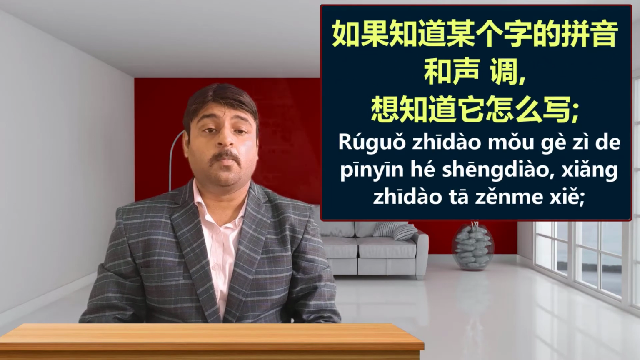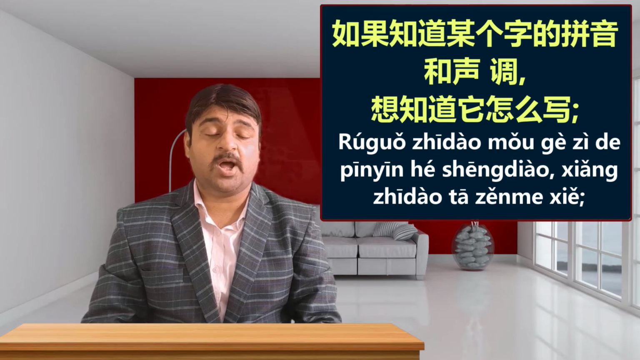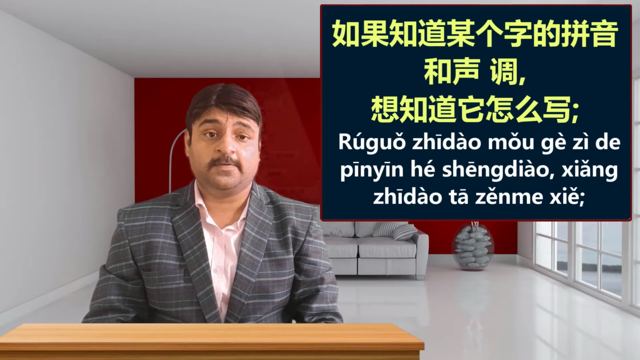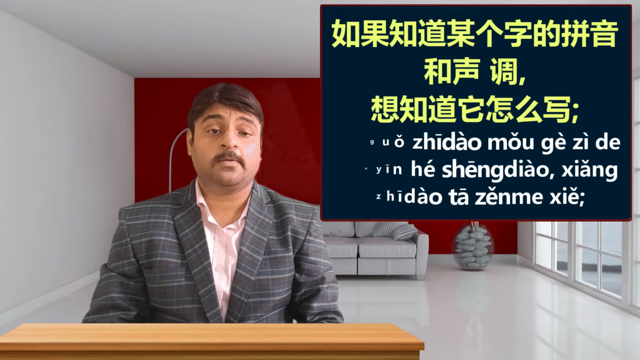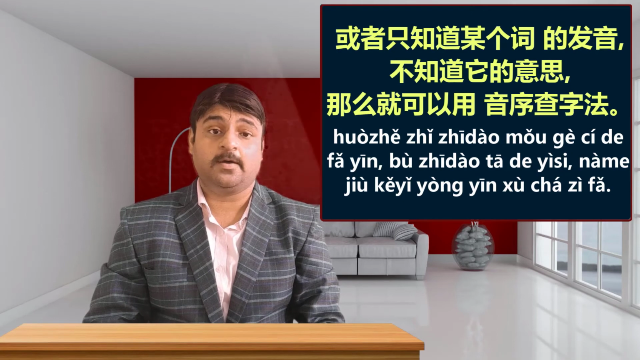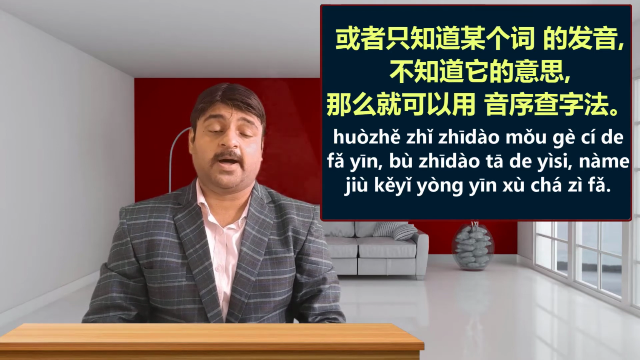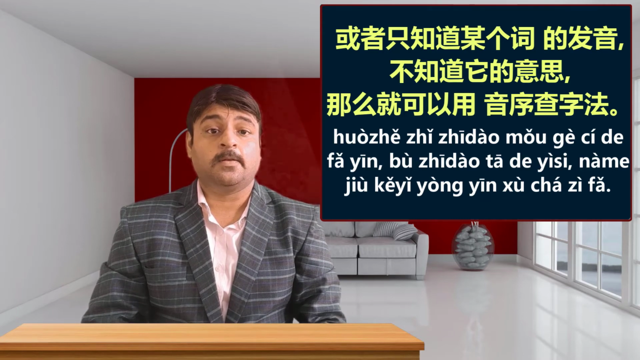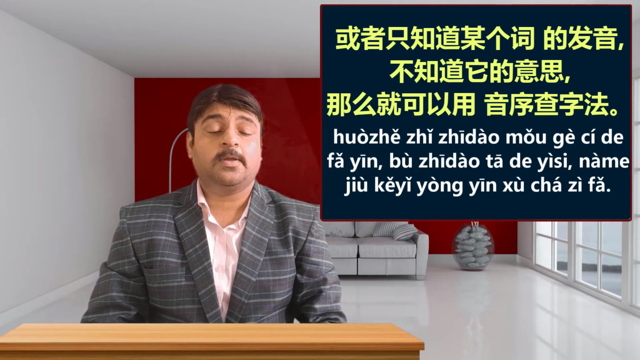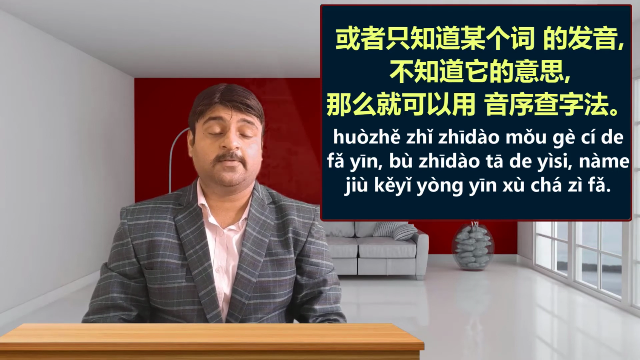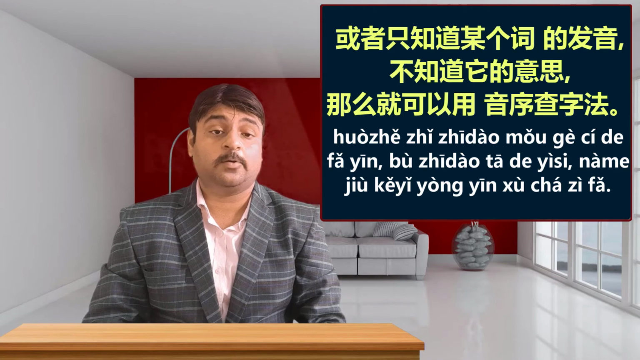如果知道某个字的拼音和声调, if you know a certain character's pinyin and tone, 某 is certain, 想知道它怎么写, want to know how it is written. 或者只知道某个字的发音, or if you know only a word's sound or pronunciation, 不知道它的意思, don't know its meaning, 那么就可以用音序查字法, then you can use 音序查字法. Yinxu is phonetic order, cha to look up, zi fa is character looking method. Then you can use the phonetic method to look up the dictionary.